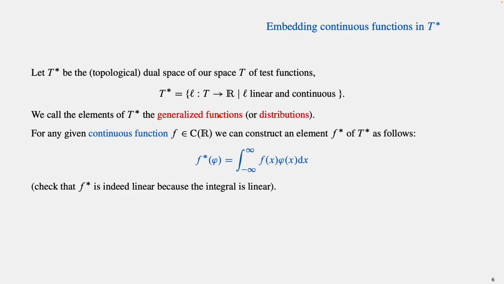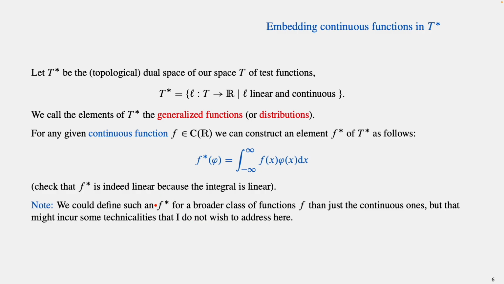Now, we have a nice correspondence between continuous functions and certain of these generalized functions, of these linear functionals. So if f is a continuous function over R, then we can construct an element which I call f star in this space T star by doing this. F star applied to a test function phi is given by the integral from minus to plus infinity of f of x multiplied by phi of x dx. And you can check that this is indeed a linear functional because, simply because the integration is linear in this function phi here if we fix f.